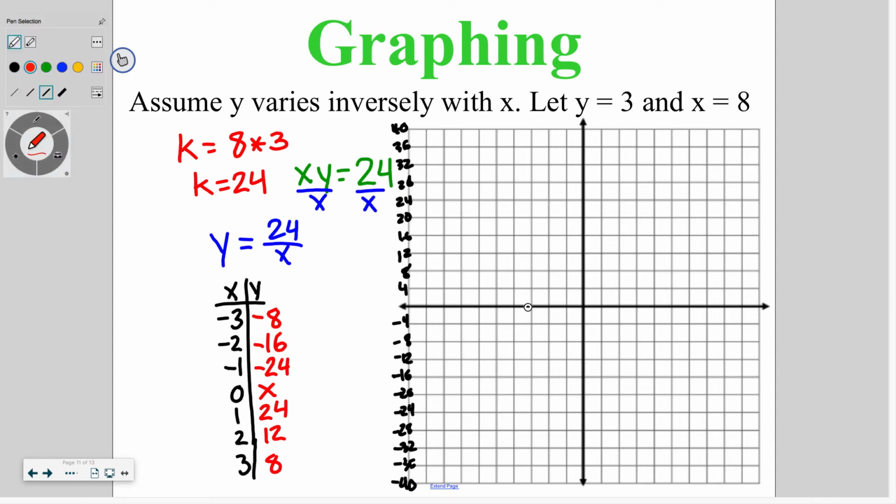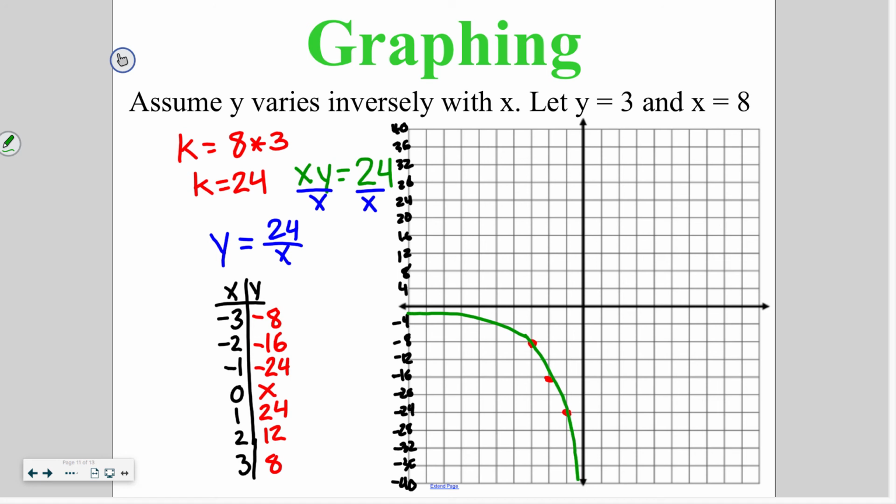So now that we have everything to scale, I'm going to go ahead and start graphing these points. So the first one is negative 3, negative 8. And then I have negative 2, negative 16, and negative 1, negative 24. Now, when I got to 0, that answer was not possible. So what this means is when I graph, we're coming close to 0, but we're not actually going to hit it. Notice, these points look like they're in a straight line right now, but they're actually going to curve. If I kept going with this graph and went up to negative 4, 24 divided by negative 4 is negative 6. So my graph actually should have gone a little bit lower because negative 6 is right there.